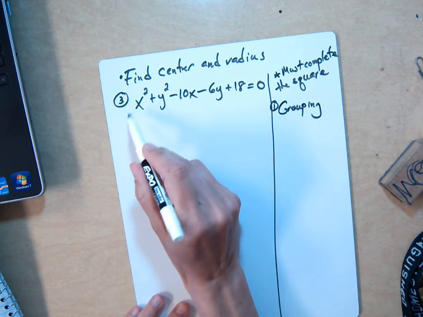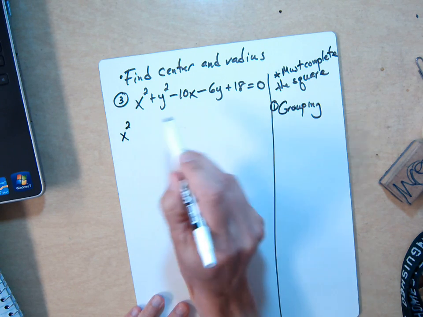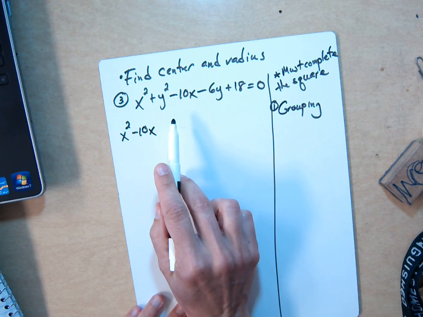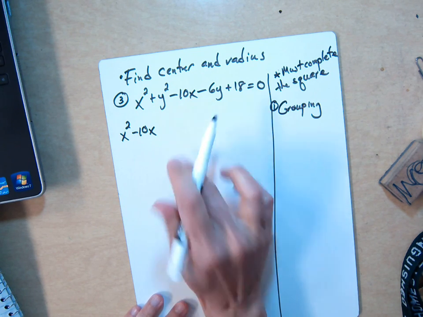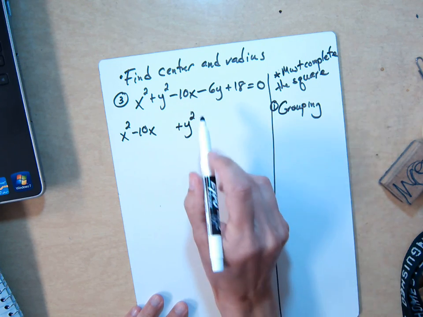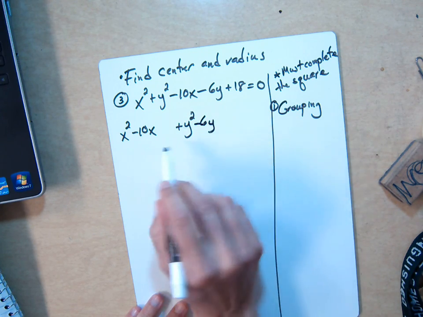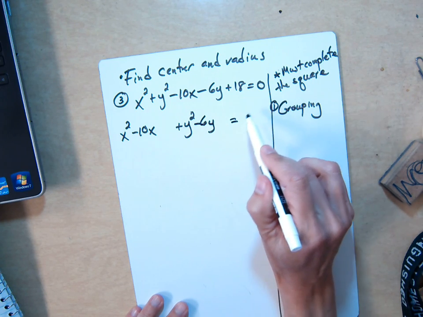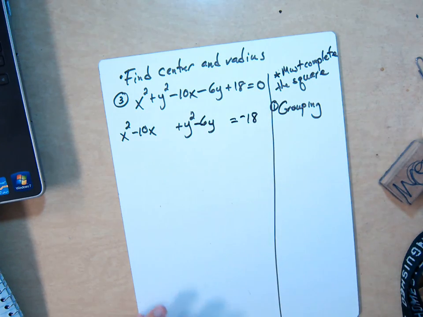So in other words, put the x squared minus 10x next to each other, leave a little space, and then put the y squared minus 6y together equals, and then move the constant to the other side like that. So that's just grouping the terms that I want together. I didn't do anything else. I just moved things around.